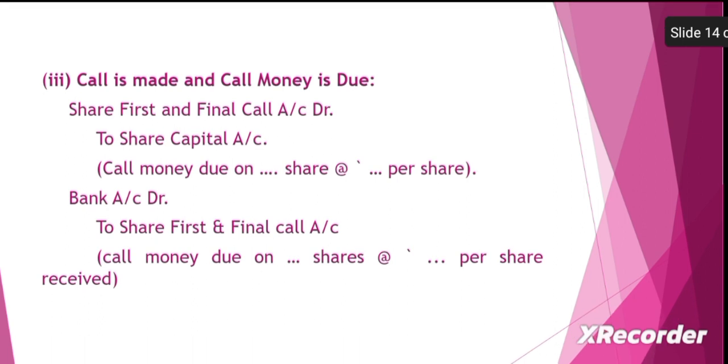Then we discuss calls on shares. After the receipt of application and allotment money, the money that remains unpaid can be called up by the company as and when required. Thus, a call is a demand made by the company asking the shareholders to remit the called up amount on shares allotted to them. The company may demand the remaining money in more than 2 installments. The amount called after the allotment is known as call money. There may be one or more calls depending on the fund requirements of the company.